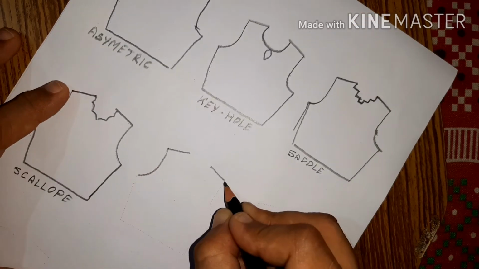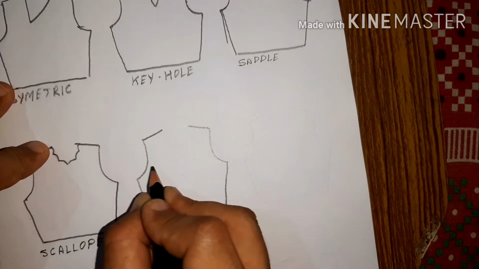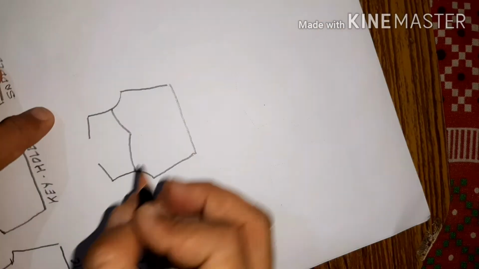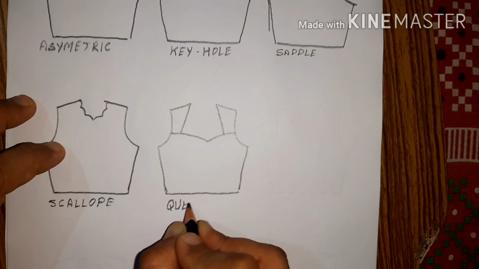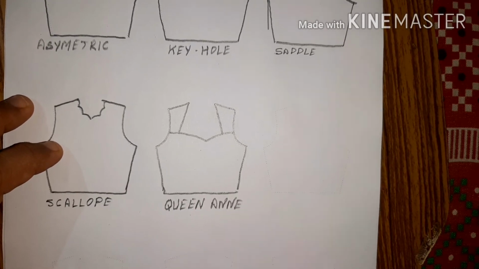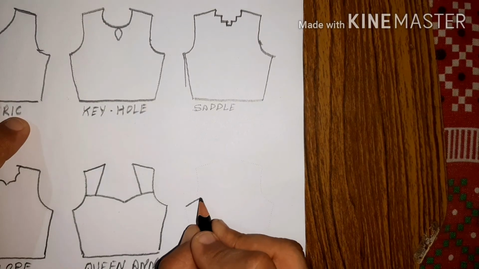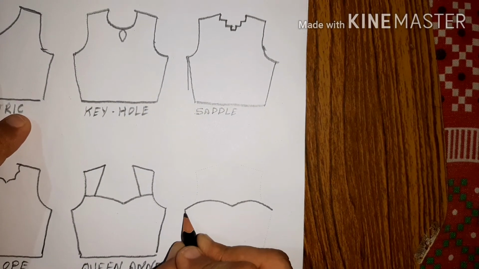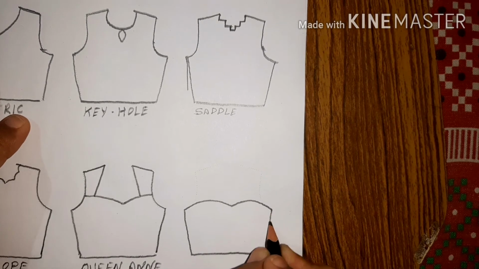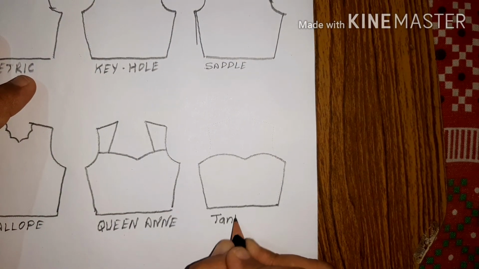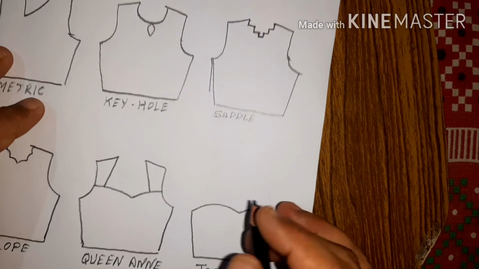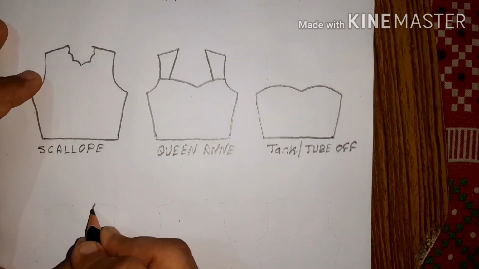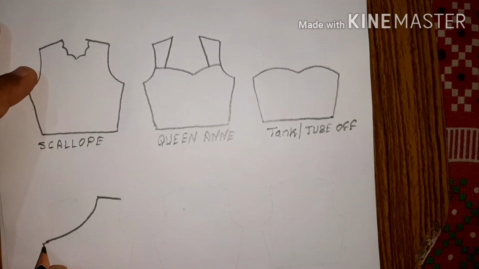Next is the Queen Anne neckline. Just like a sweetheart, but it is generally used on wedding gowns, western dresses or tops. This is the tank or tube neckline. This is a bare shoulder neckline, generally used in gowns, wedding gowns or evening gowns, or in western dresses. You can see this dress, even the tube tops you have seen.